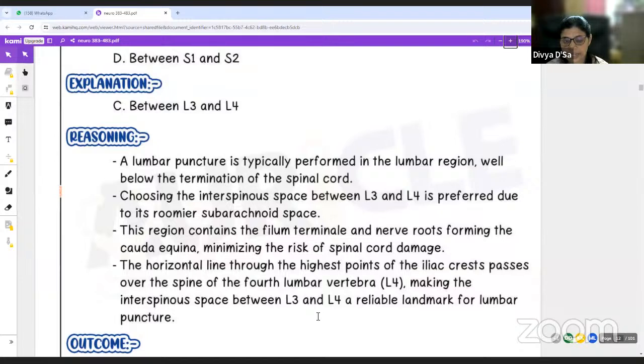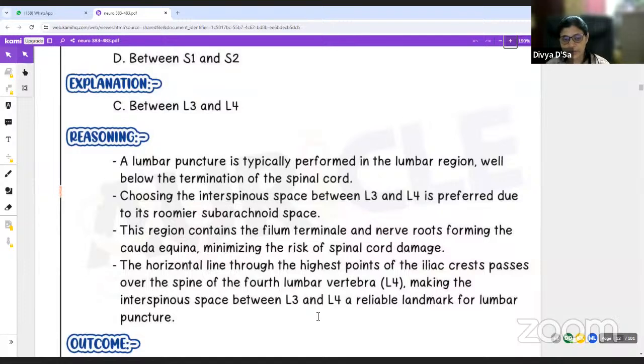Why do we prefer that? One is we do not cause any injury, and second thing is it is more spacious because the spinal cord is not there. It is only those nerves that we have, the filum terminale and the extensions of the pia mater, right? So that is what is there. So this region basically contains the filum terminale and the nerve roots forming the cauda equina, and they minimize the risk of spinal cord damage.